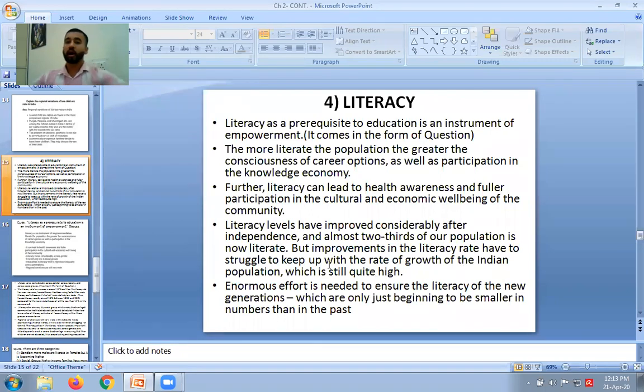Look, the literacy level of our country has improved a lot over the years, especially after independence. And 2/3 of our population is now literate. So only one part is left that is not literate, but we have witnessed a lot of improvement in literacy rate, right? And since it is written that improvements are there, but we are still facing a little bit of struggle in keeping the pace with the increasing population.